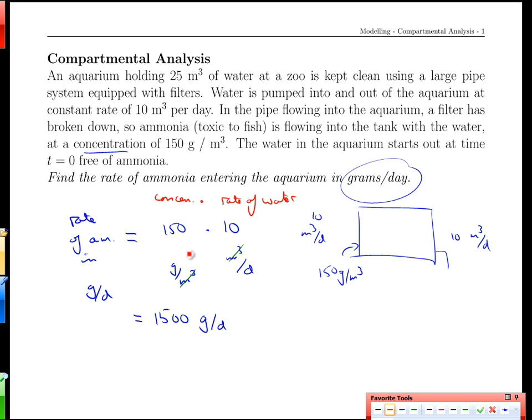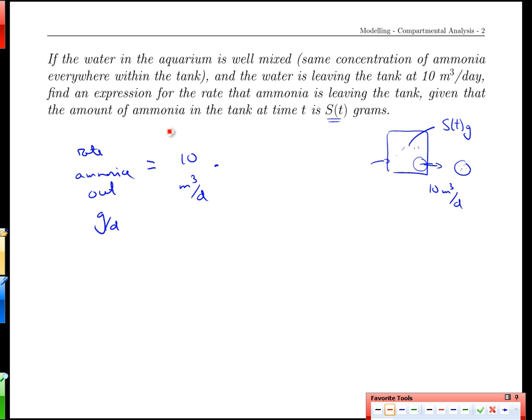If we take that same inspiration and bring it into this model for the rate out, we can do exactly the same thing, except the concentration now comes from two ingredients. Our amount of ammonia in the tank divided by the volume of the tank itself, and that's in grams on top, meters cubed on the bottom, and once again our units work out perfectly, our meters cubed cancels, and we get simply over this whole thing grams per day.